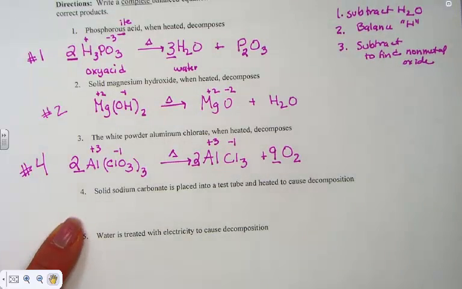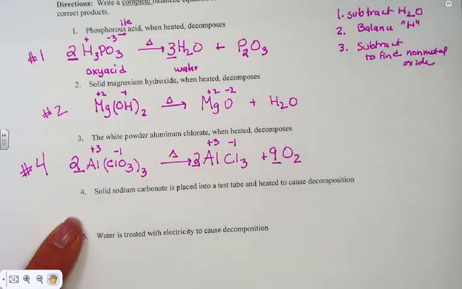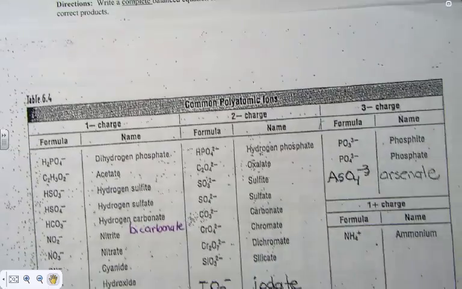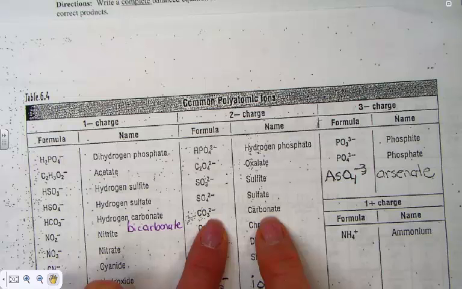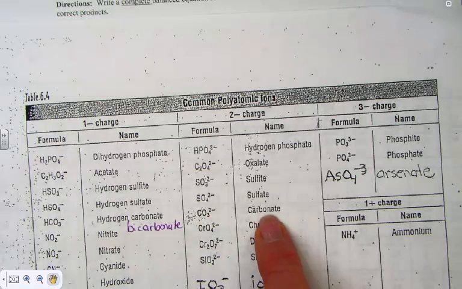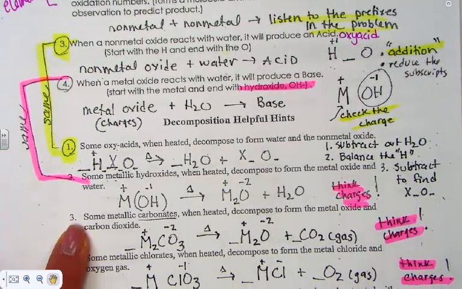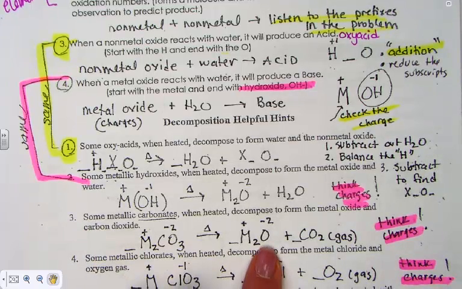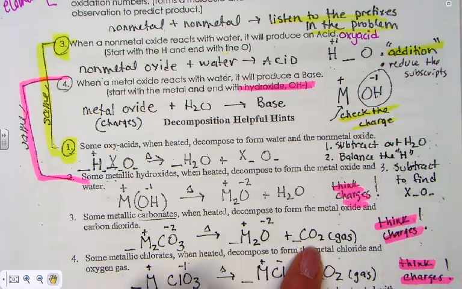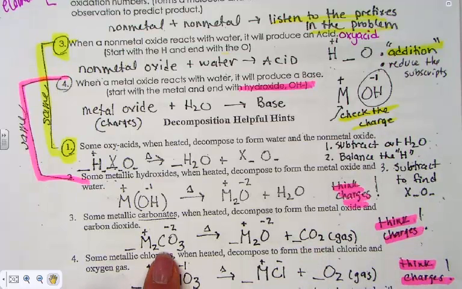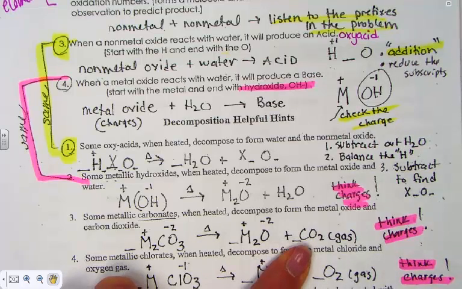Now we'll read number 4. Solid sodium carbonate is heated in a test tube to cause its decomposition. The carbonate is a polyatomic ion, carbonate, CO3, and it carries a -2. Carbonates is helpful hint 3. When carbonates are heated and they decompose, we get out a metal oxide and carbon dioxide gas. The driving force, bubbles of carbon dioxide gas. Metallic carbonates give me metallic oxides and carbon dioxide.